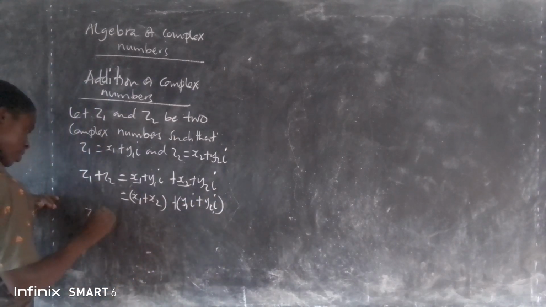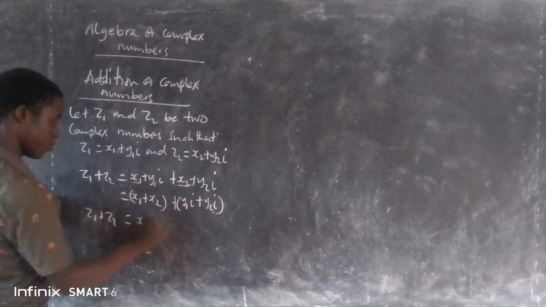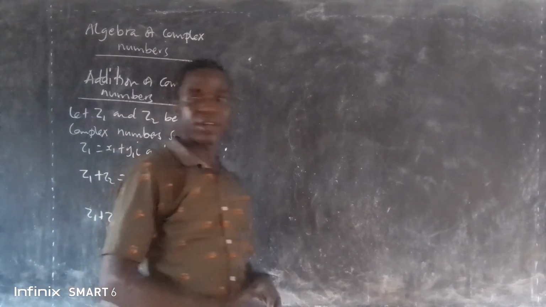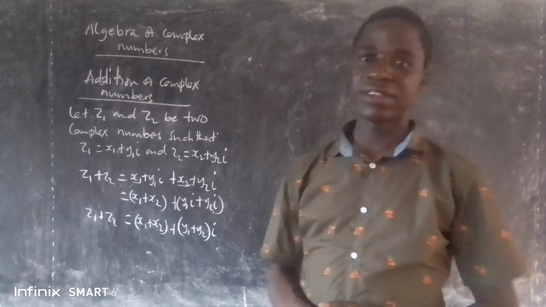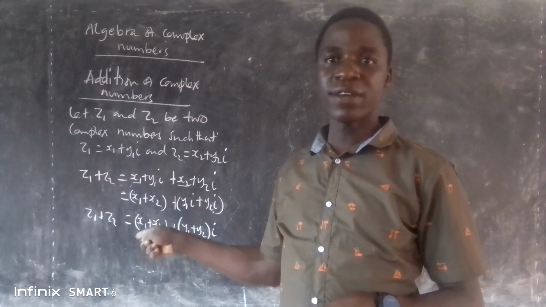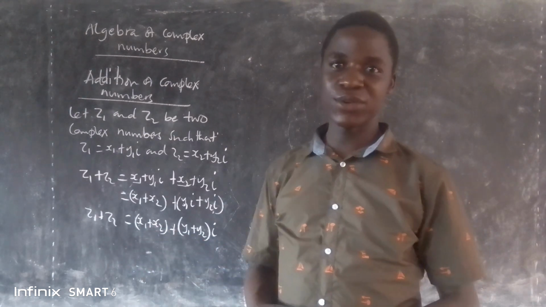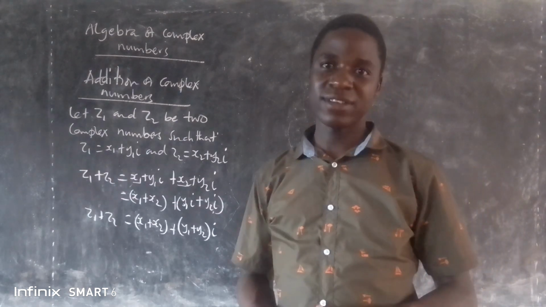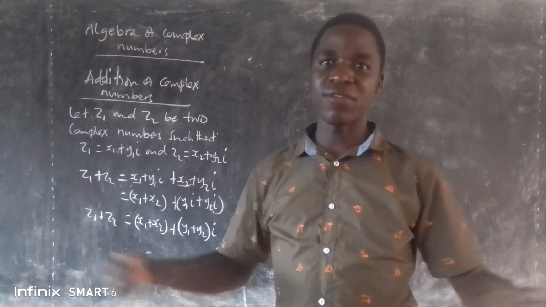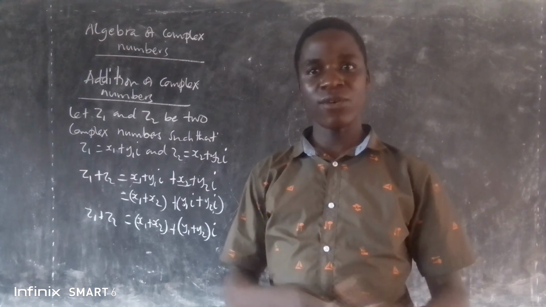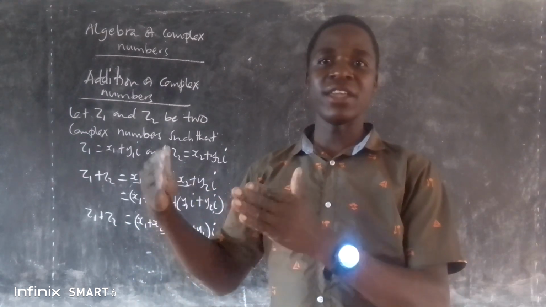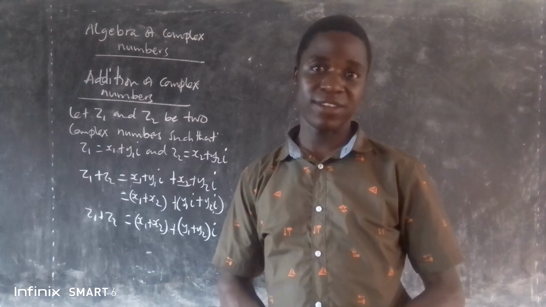So in this case, Z1 plus Z2 equals X1 plus X2, then plus Y1 plus Y2. You see that i is common, so you can put it out. When you look at our final answer, you see that the real parts are together and also the imaginary parts are together. So which final conclusion do you make? It is that when you are summing two complex numbers, their resultant answer is always the sum of the individual parts. The real part will be the sum of the individual real parts, and the imaginary part of the resultant answer will be the sum of the individual imaginary parts of both complex numbers.